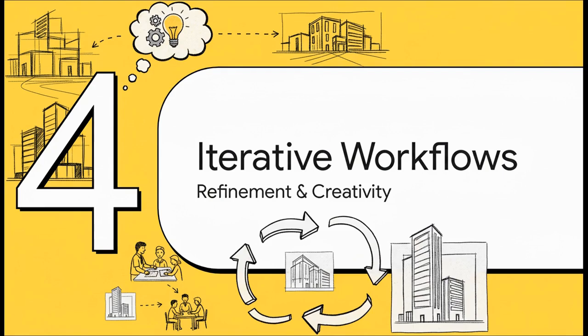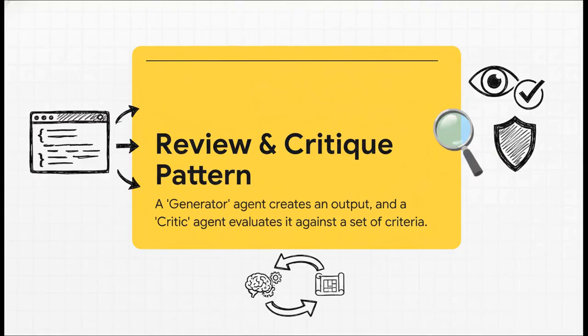You can think of these as the creative workshops of the AI world, built for jobs that need a few drafts and some solid feedback to get right. This one is basically an author and editor partnership. You have a generator agent that creates something, let's say it writes a piece of code. Then a critic agent comes in and reviews that code against a checklist of rules, maybe looking for security flaws or style issues. This back and forth loop continues until the output is top-notch.